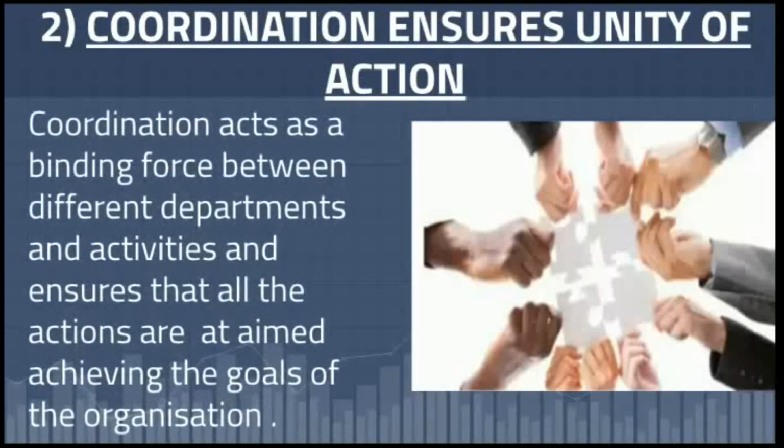So here the main purpose of coordination is to secure unity of action. It's nothing but all the departments. It acts as the binding force between the departments and ensures that all the actions are aimed at achieving the goals of the organization. For example, the production and the sales departments have to coordinate their work so that the production will take place according to the demand in the market. So this is what is unity of action. You have different departments, different divisions, different activities. Everything is put together, and that is what is called unity of action. Together we act in coordination and then achieve the common goal of the organization.